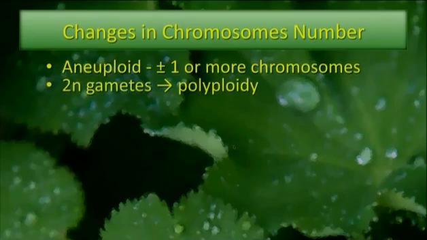Another case is 2N gametes. Sometimes meiosis fails to reduce chromosome number by half. That leads to gametes involved in fertilization being 2N gametes. They'll have at least one extra set of chromosomes, and that leads to what we call polyploidy, which we talked about last time.